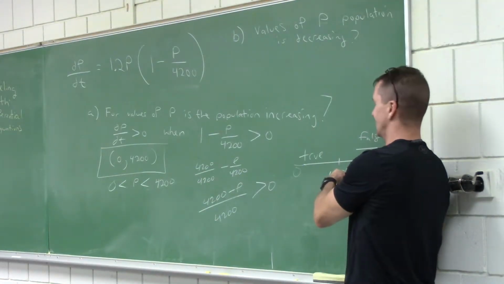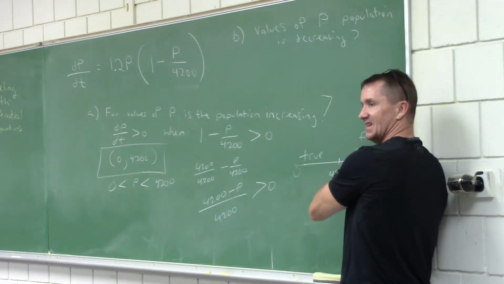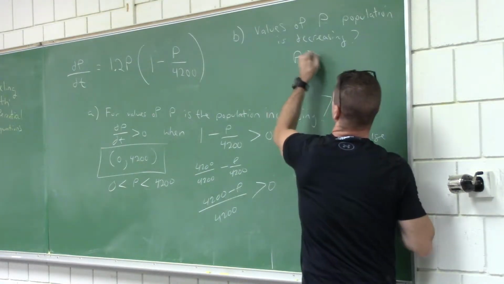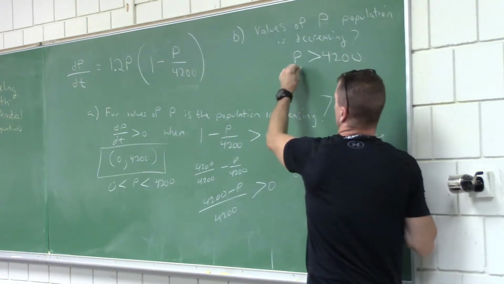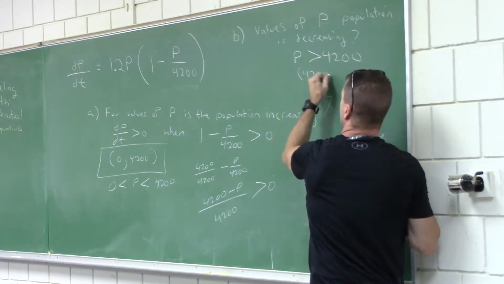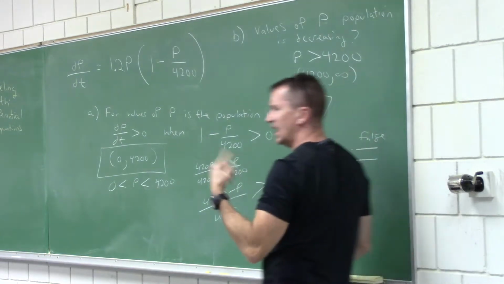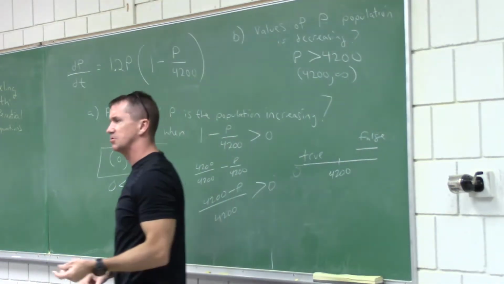But now, what are the values of p where it's decreasing? We got it right there. That's when this would be what? 4,200 to infinity. There you got it. It goes 4,200 to infinity. You can write it like that. If you put it in interval notation, it would be 4,200 and beyond.